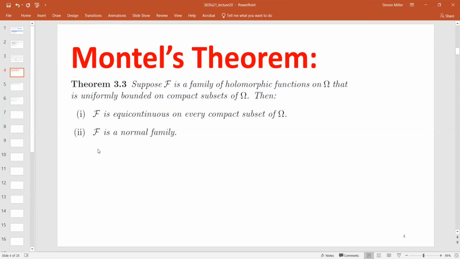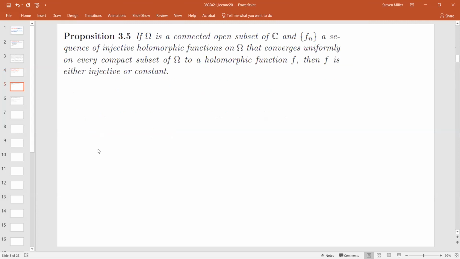Okay. So there is a result that you should have looked at in the video. If omega is a connected open subset of C, and we have a sequence of injective holomorphic functions that converges uniformly on every compact set, then F is either injective or constant. Can somebody give me an example of a sequence of functions that satisfies all these conditions and converges to a constant?